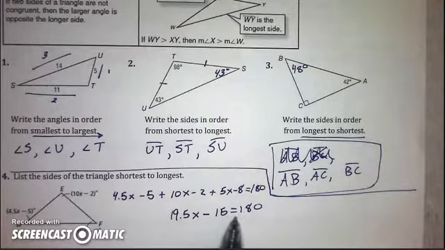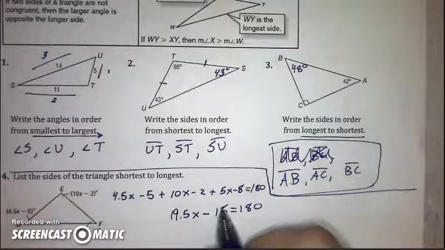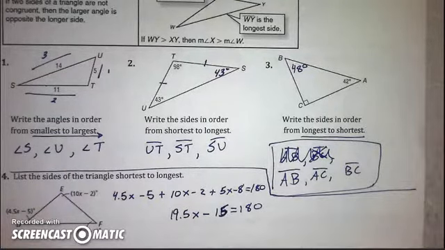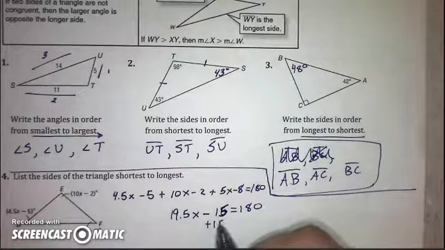19.5x minus 15 equals 180. That is a 15, not a 16. Make sure you're carefully listening as you write things down. And then we solve the equation for x by adding 15 to both sides first.